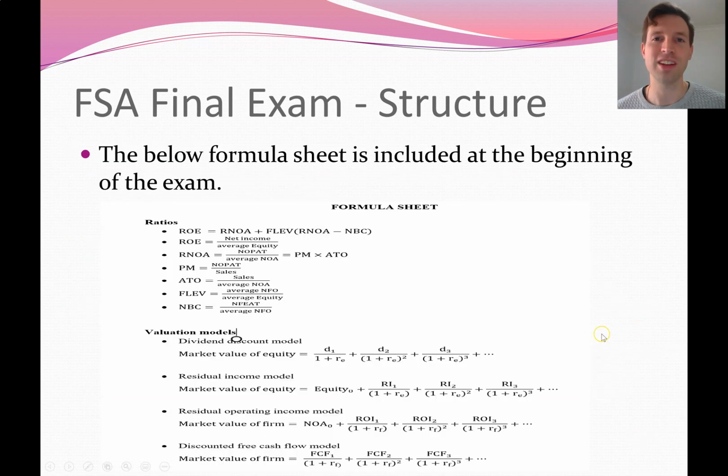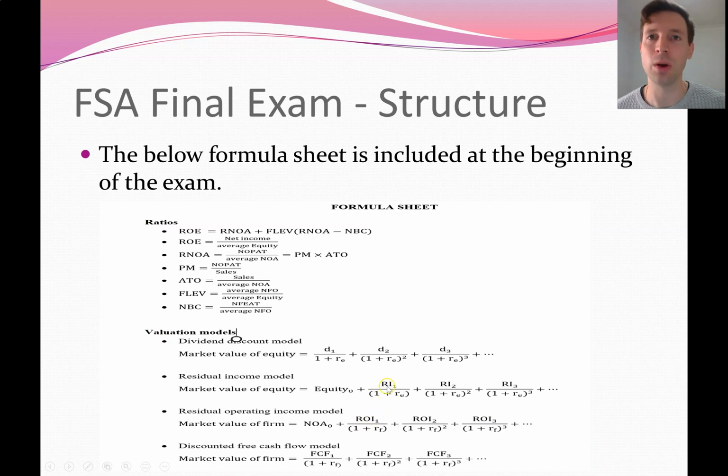This is the formula sheet that's going to be included in your final exam. It's the same formula sheet that's included in the practice exam. Your ratios are given here, and the valuation models are loosely given. So if you look closely, for the residual income model, it just says RI here.